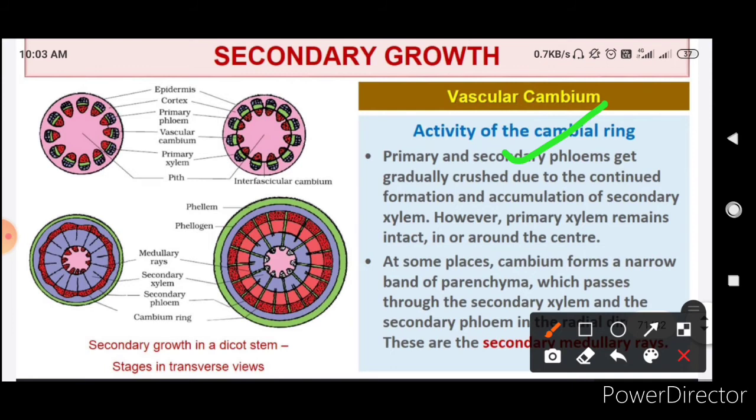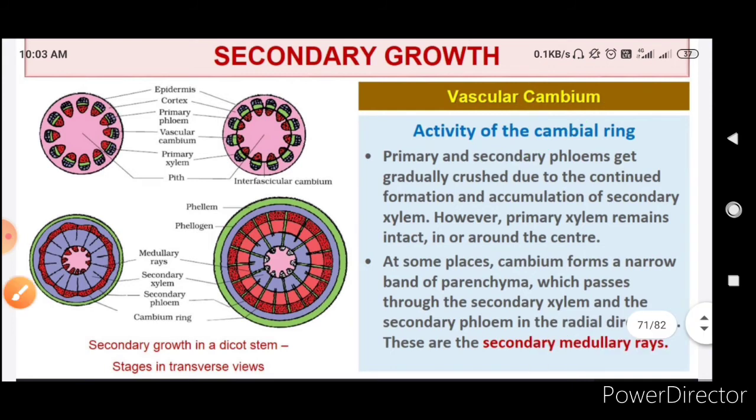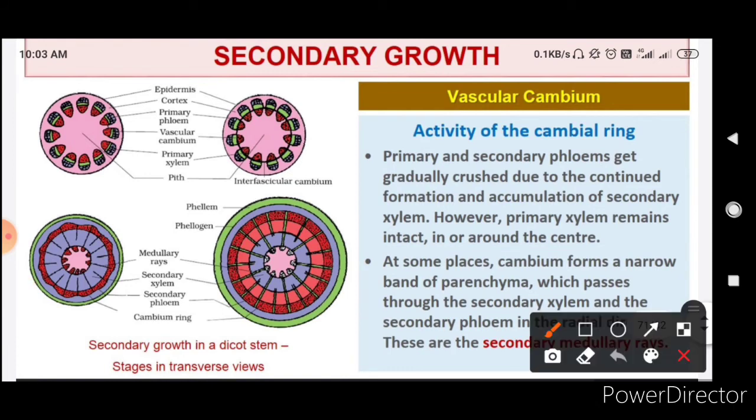And at some places the cambium forms a narrow band of parenchyma which passes through the secondary xylem and the secondary phloem in the radial direction, and these are the medullary rays. You can easily see here, these are the medullary rays.